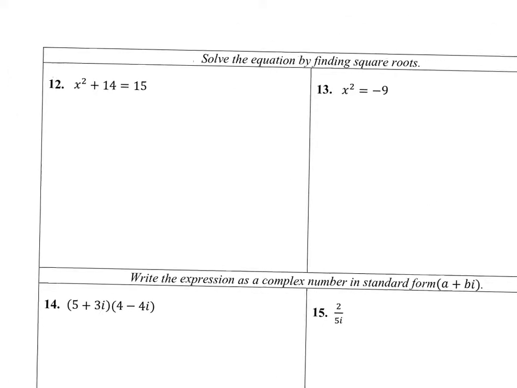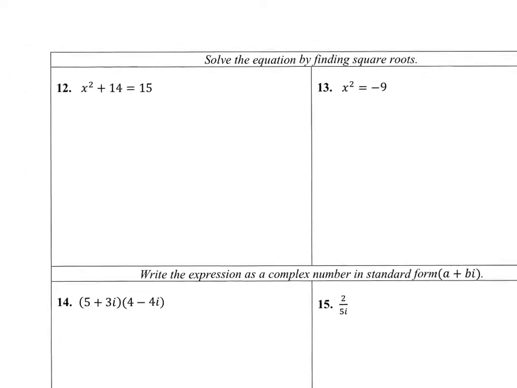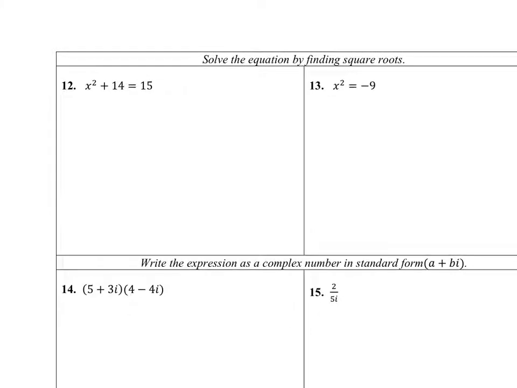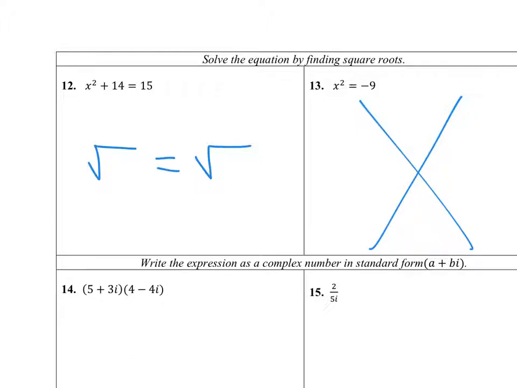Okay, moving on to page 3. Let's zoom in here. We'll skip 13. We'll just do 12. All right. You're solving by square roots. So basically solve this equation. Just solve it like you always have. Get rid of the 14. But in the end, remember, we have to take the square root of both sides.